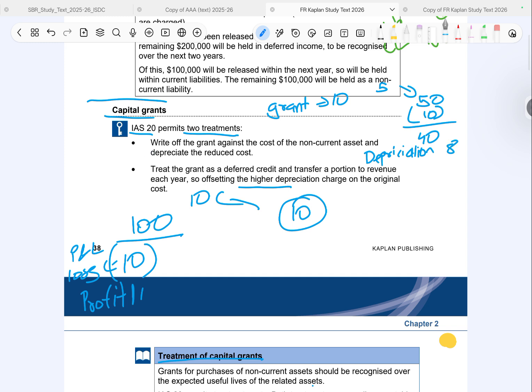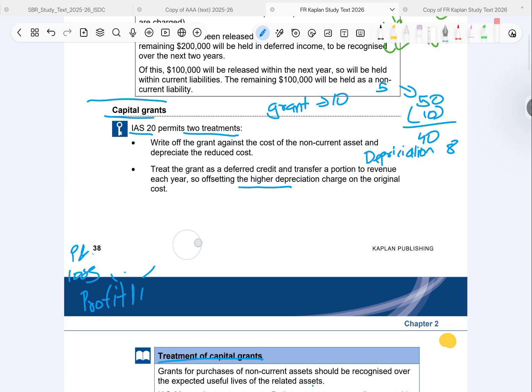The second method is quite tricky, but if you understand it, it's simple. In the second method, we treat the grant as deferred credit and transfer a portion to revenue each year, so offsetting the higher depreciation charge on the original cost. Of course there is going to be a sum below, and we'll solve that sum, but I'll just give you an example.